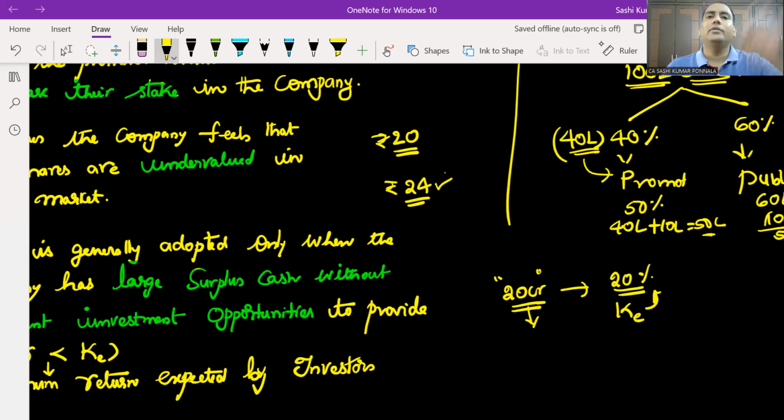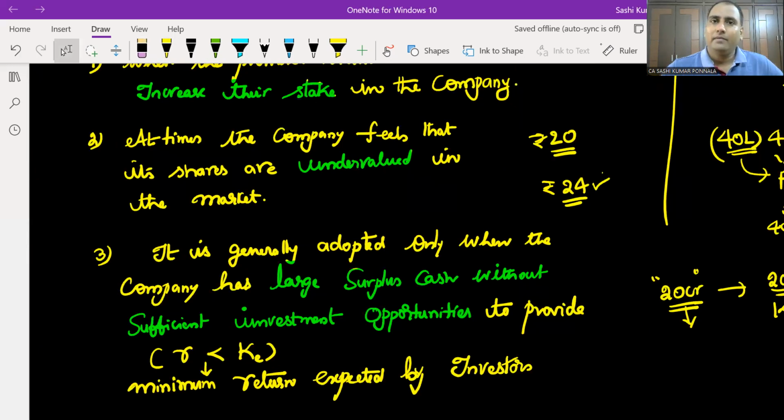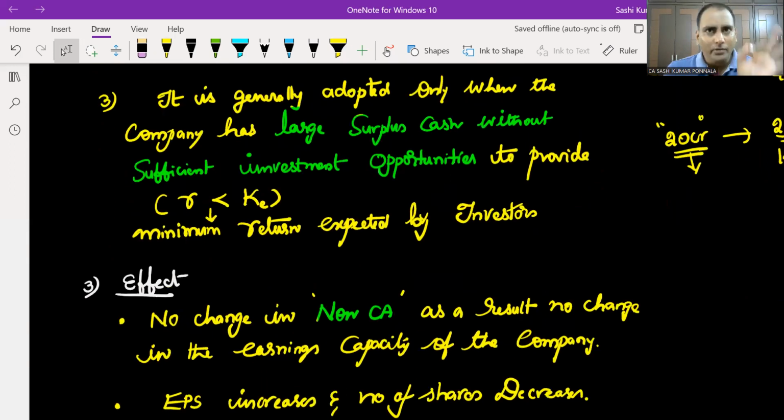The ideal way is to distribute the cash to investors, using this cash balance to repurchase the securities. So this is the core purpose of buyback. Buyback is adopted when you don't have sufficient investment opportunities to get the minimum rate of return. You don't want to make dividend distribution because you don't want to hurt the feelings of investors. I think you are clear. Buyback is adopted only when the company has large surplus cash.